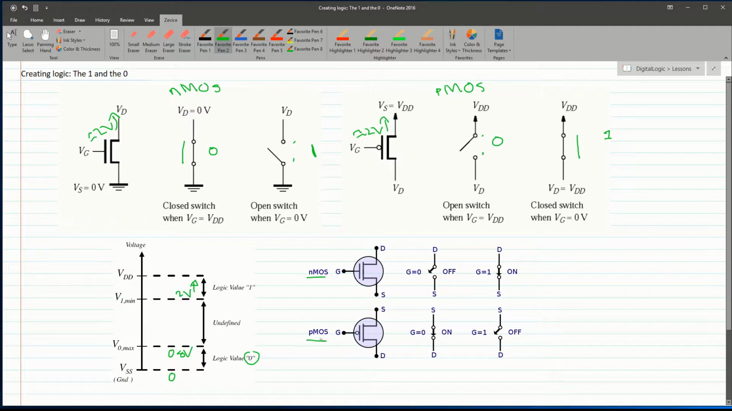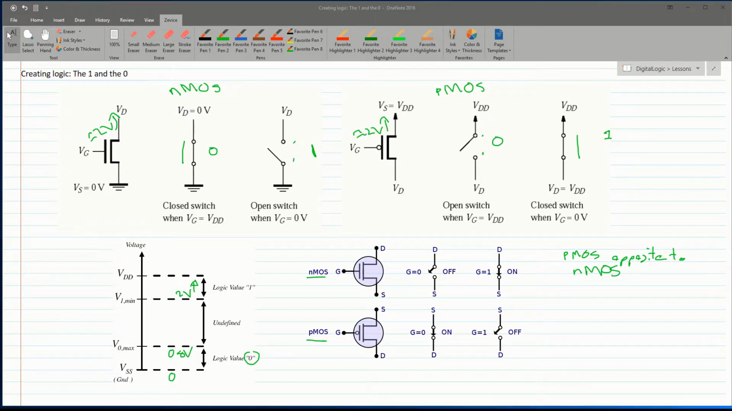And for pMOS, it's the exact opposite. So I'll just make a note of that. pMOS opposite to nMOS. I wanted to mention this area called undefined, and that's what we've called an area between approximately 0.8 and 2 volts, where we don't know whether it's a 1 or a 0, because the switch could be switching upwards, because it takes time for the switch here to operate.